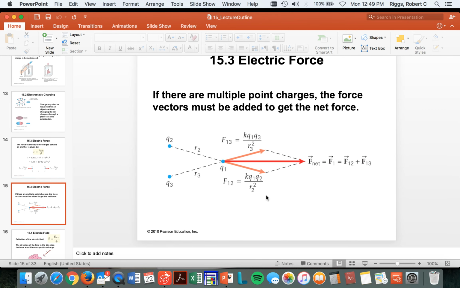And they're forces, so they can be treated as vector sums. Vectors must be added to get the net force. I'm pretty much keeping you in one-dimensional world, 1D world. All right, I like to do it that way.